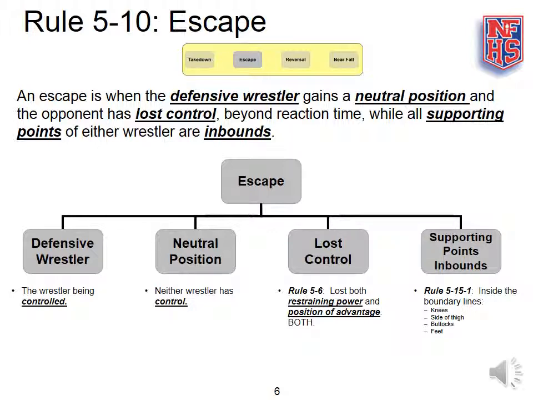So again, let's break this down. Defensive wrestler, that is the wrestler who is being controlled. Neutral position, the escape cannot occur unless we get to a neutral position. If we get to a neutral position, then we will also have lost control. But neutral means neither wrestler has control. Losing control means that by Rule 5-6, the wrestler has to lose both the restraining power and the position of advantage, both of them. If the wrestler retains one of them, they can retain the control.